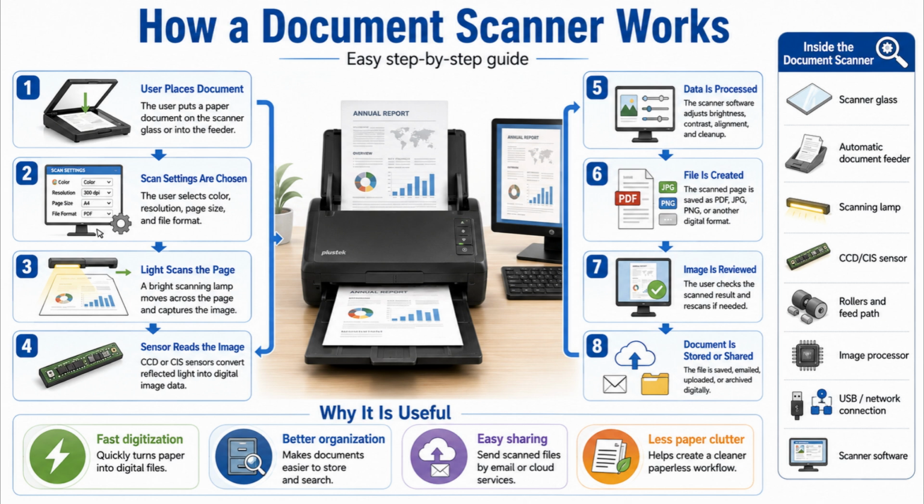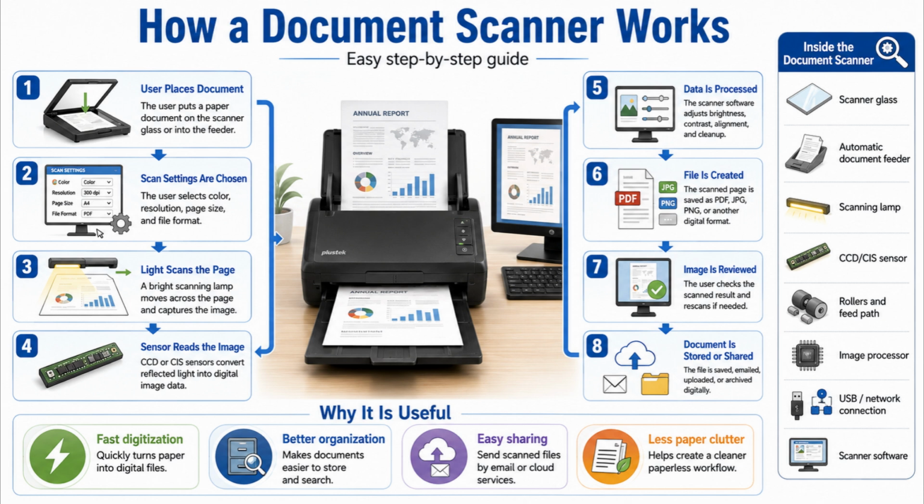Once the image data is captured, the scanner processes it. The scanner software may adjust brightness, contrast, alignment, and basic cleanup to improve the final result. In this way, the digital copy becomes clearer and easier to read than a raw image capture. Next, a digital file is created. The scanned page is saved as a file such as PDF, JPG, PNG, or another digital format. This gives the user a digital version of the original paper document that can be stored, copied, or managed electronically.